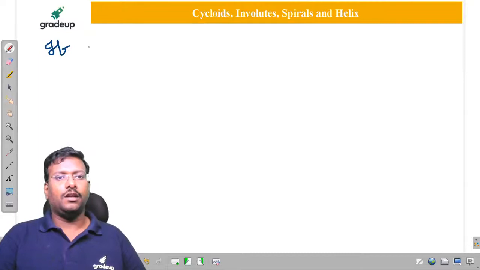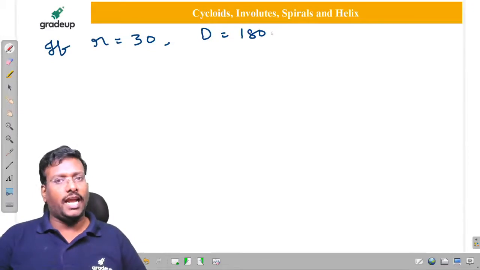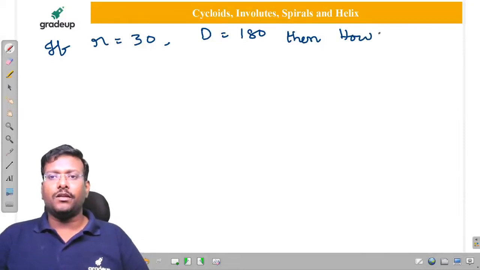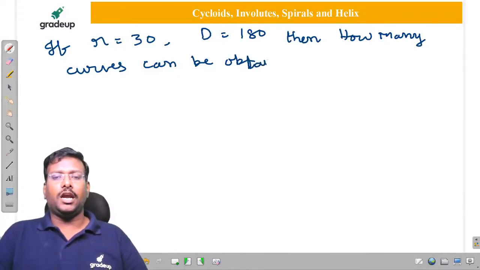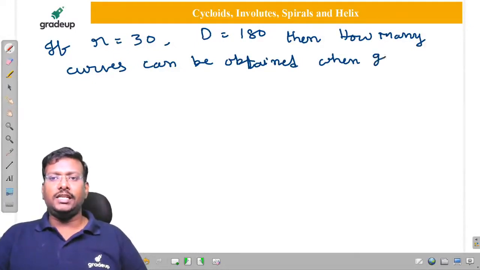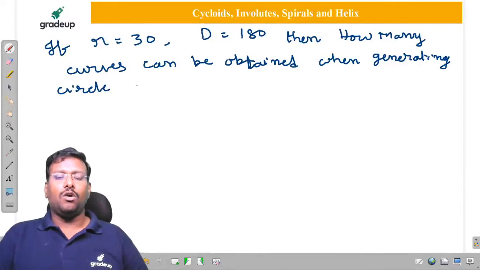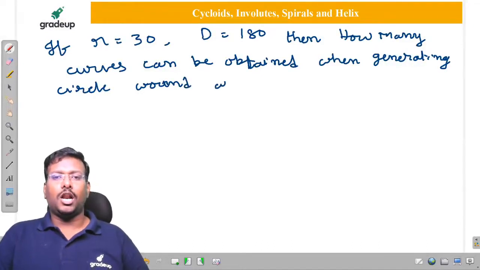If small r is equal to 30, capital D is equal to 180, then how many curves can be obtained when the generating circle is wound around the directing circle?